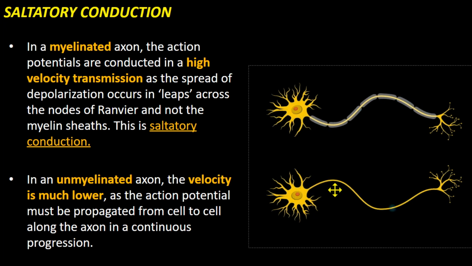So in an unmyelinated axon, the velocity is much lower. It cannot leap from gap to gap, as the action potential must be propagated from cell to cell along the axon in a continuous progression instead.